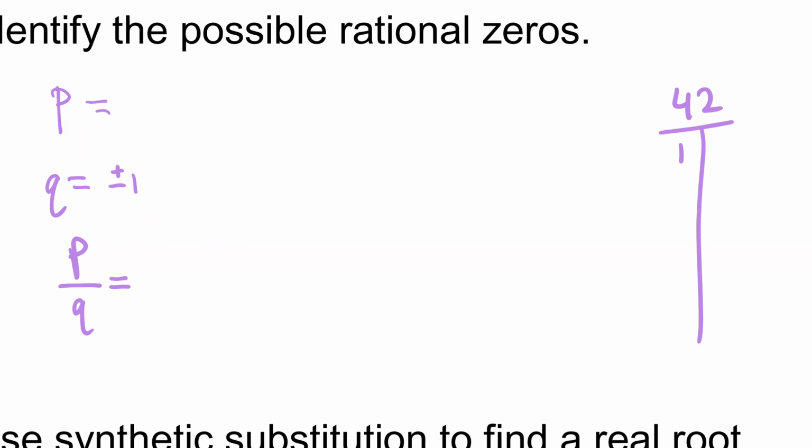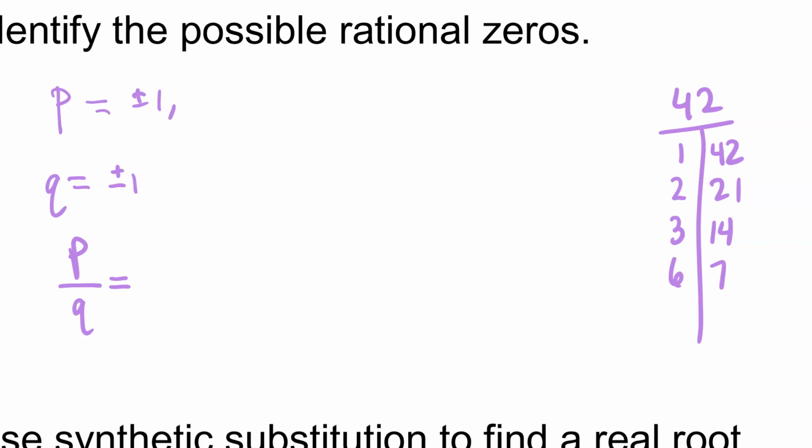So 1 and 42. You can make a little T-chart. It will help you be organized. 2. Does 2 go into it? Yeah. 2 and 21. Does 3 go into it? Yeah. Yep. 4. Does 4 go into 42? No. 5? No. 6? Yeah. 6 and 7. And then we're good. We have all the factors listed for us.